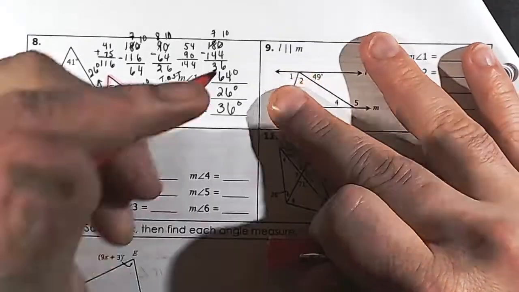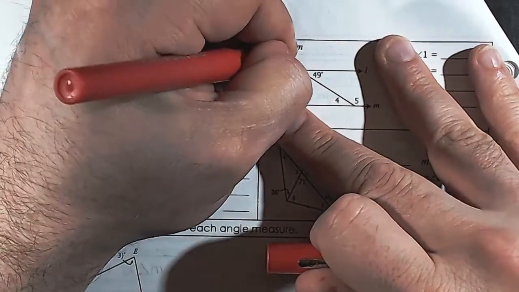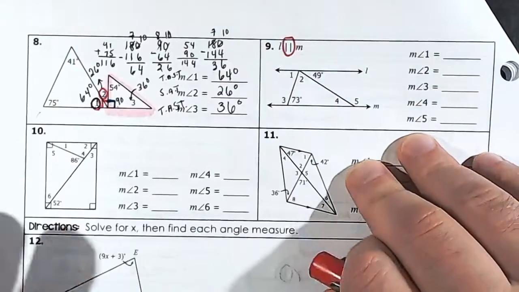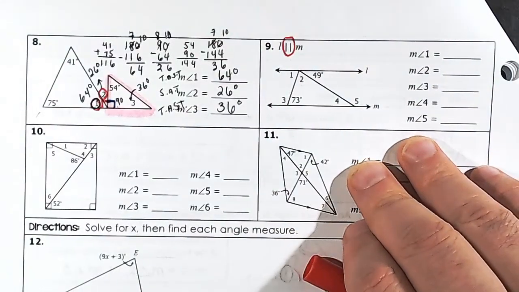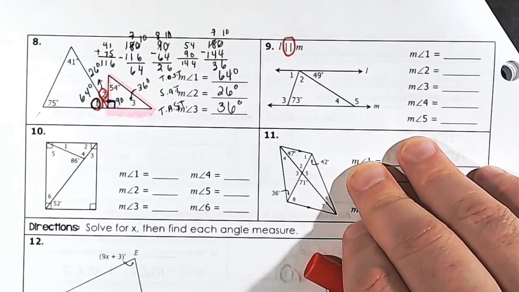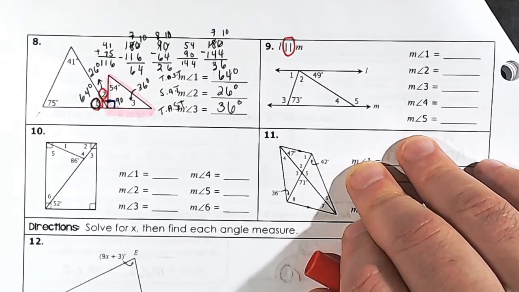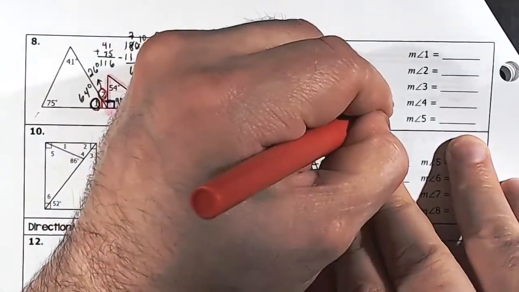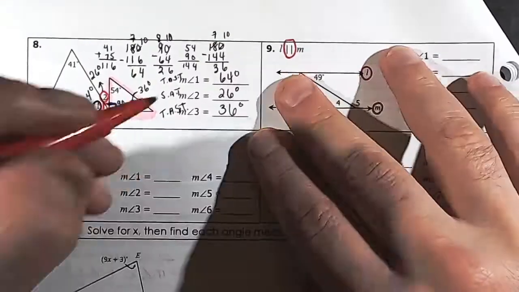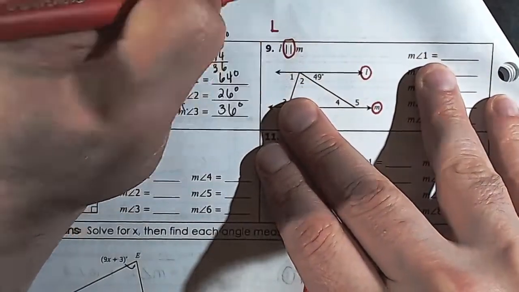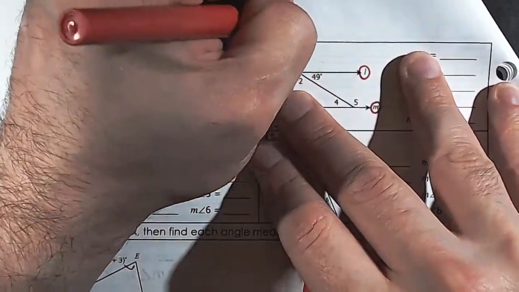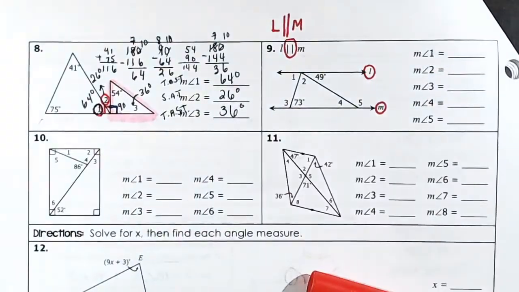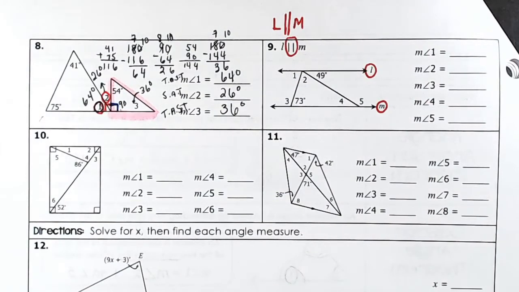This symbol right here means parallel to. Okay? What it means is that line L is parallel to line M. That's what that symbol means. So that should have been written like this: L and then parallel to M. Just so you know what that means. And that will help you in some way, I guess.